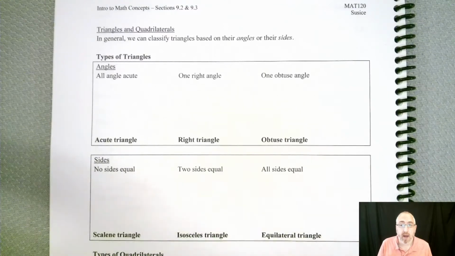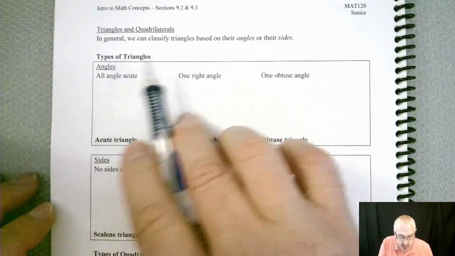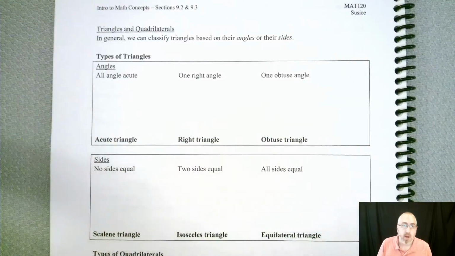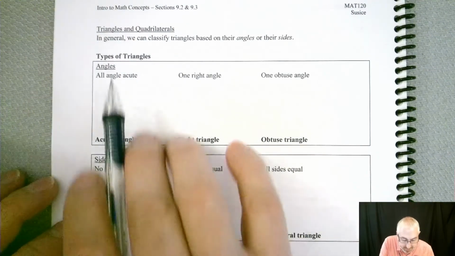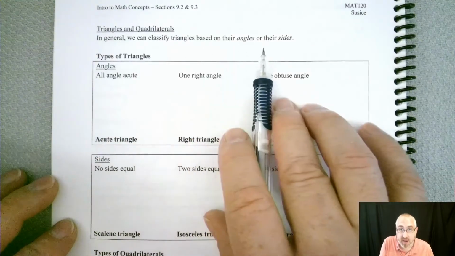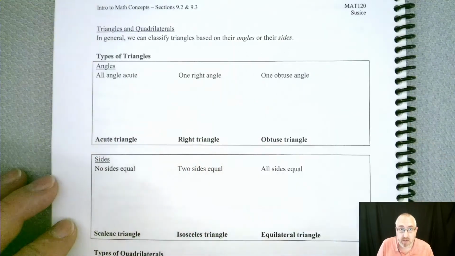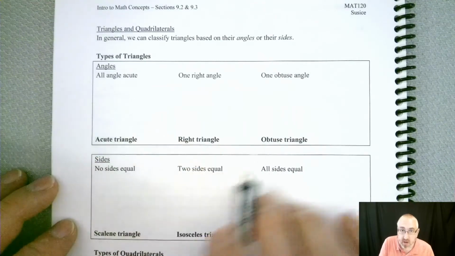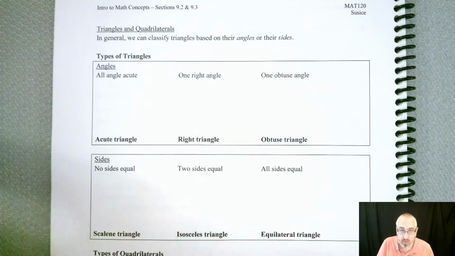So let's take a look at the next page, which gets into triangles and quadrilaterals specifically. These are the primary polygons that you'll see out in the world, so to speak. Now, if we're looking at triangles to start with, we can analyze them based off their angles or on their sides. So we have three types of each group of triangle.